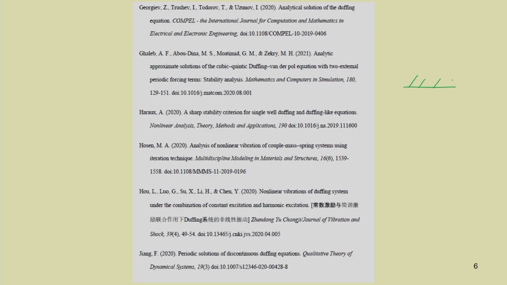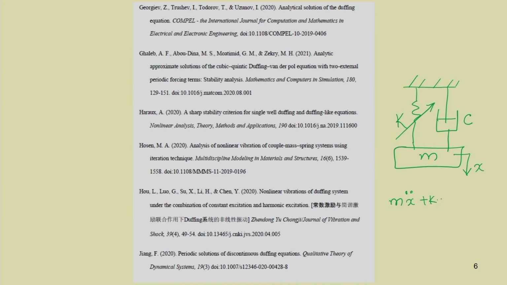A simple spring mass system. To realize a Duffing oscillator, you can take a simple spring mass system, where x is the displacement. If you consider the spring to be nonlinear, then the equation can be written in this form: m x double dot plus k x plus, let me write k and k1, plus k1 x cube.